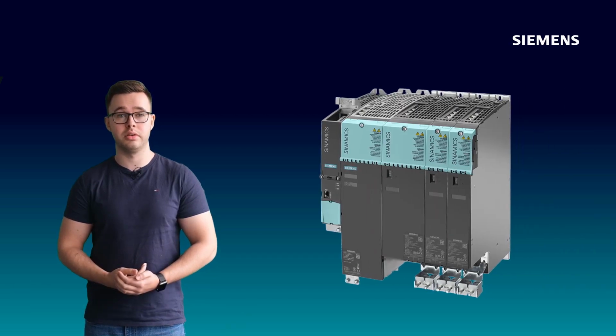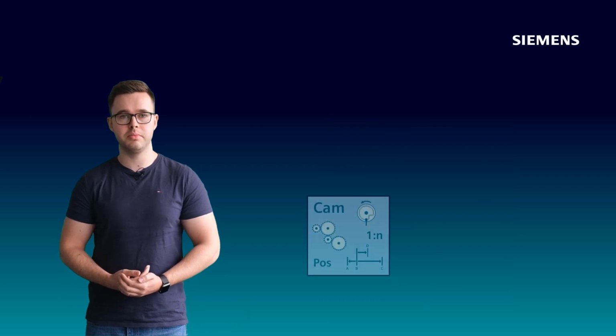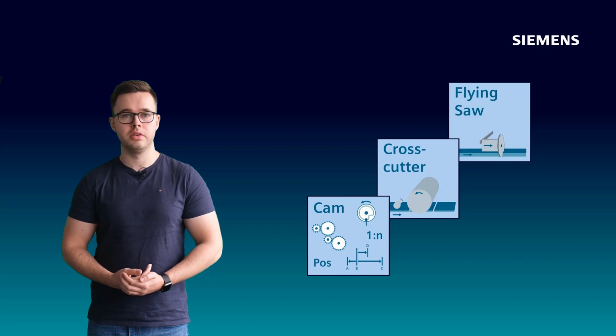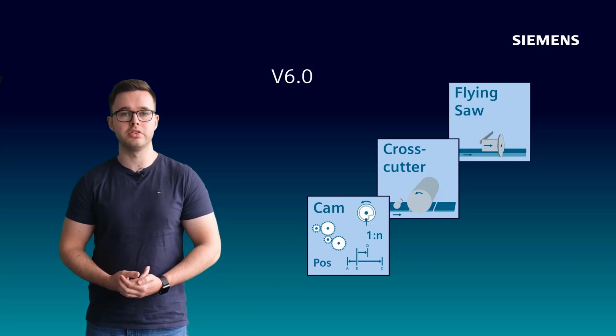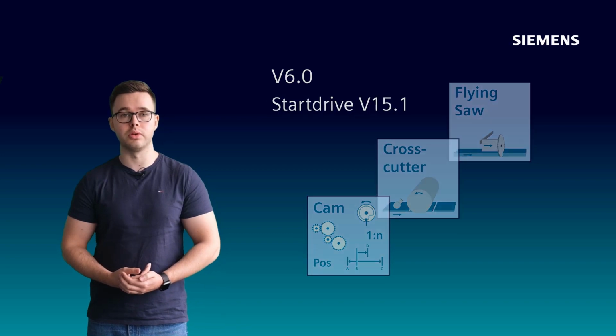Thank you, Emna. Now let's talk about drive applications that are calculated directly inside the SINAMICS S120. Recently, major updates for the DCC synchronism, crosscutter, and flying saw applications were released. The new version 6.0 of the applications can be commissioned directly in Startdrive as of version 15.1.